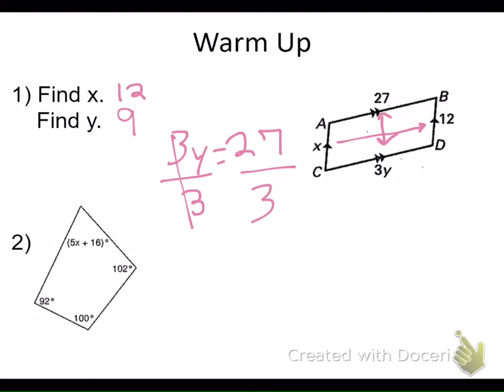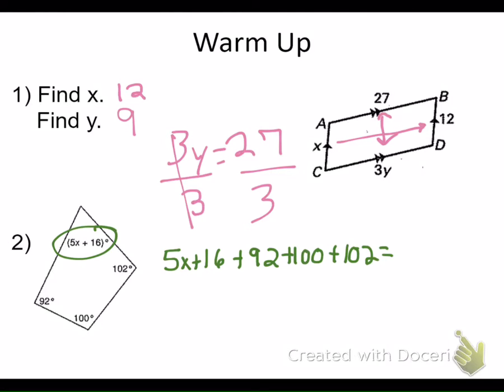How would we solve for x? 5x plus 16 plus 92. Good. Equals what? Equals 360. Okay, get your calculators out. 294. Plus 16.